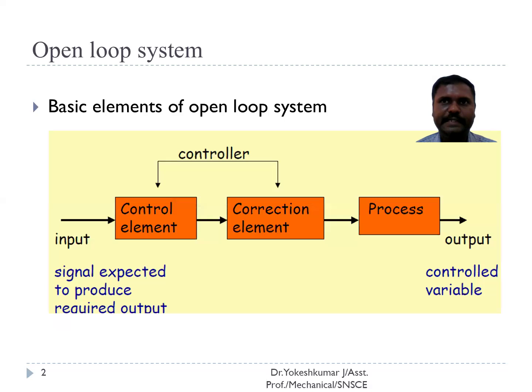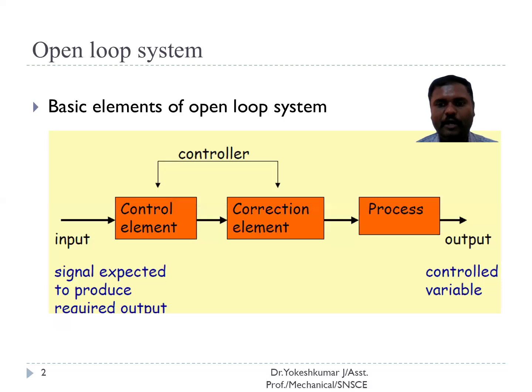For example, in a heating system, the heater is the correcting element. If the temperature is lower than the required temperature, it will make a correction by increasing the temperature. So the heater is the correcting element. Or, if you are considering the flow rate, then the pump will be a correction element. Then finally, the process. The process is any variable that we are going to control or any sequence of events that we are going to control.